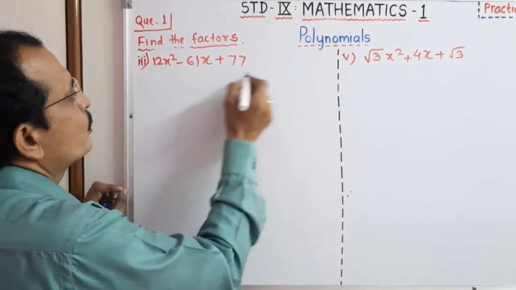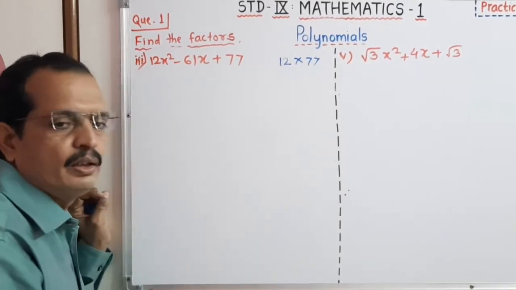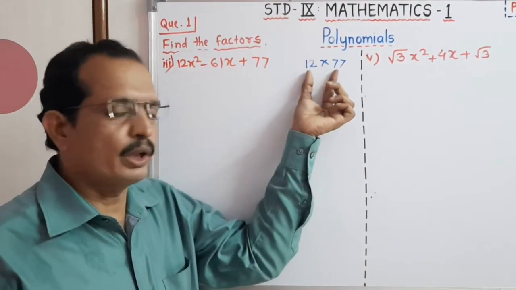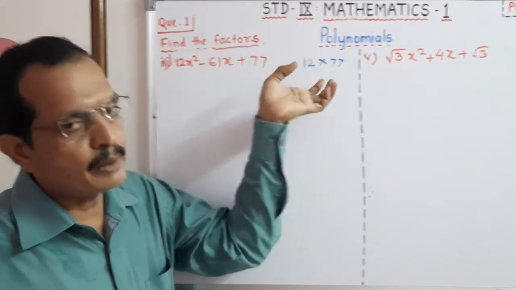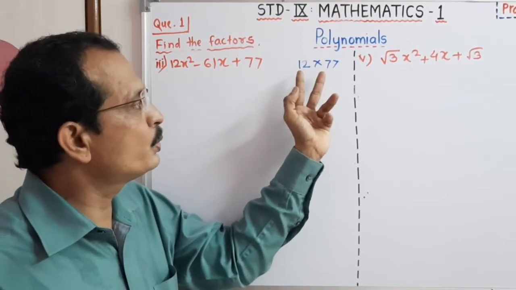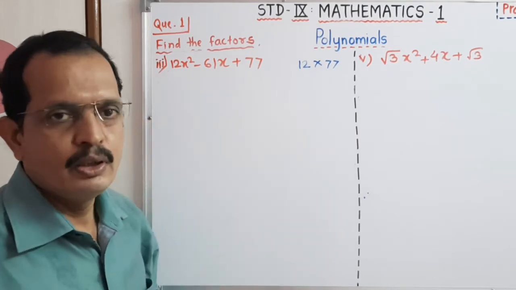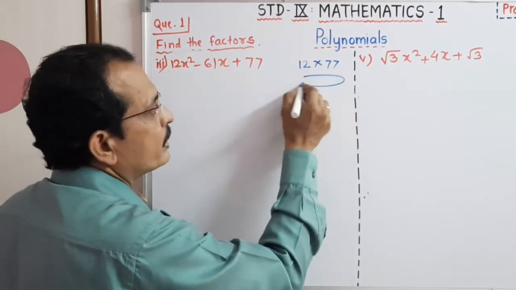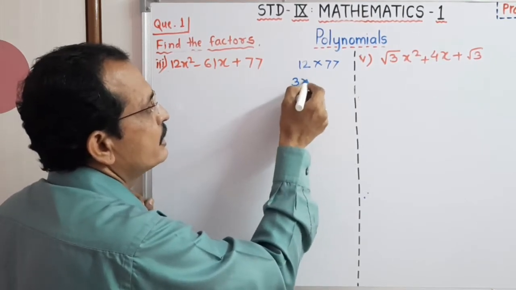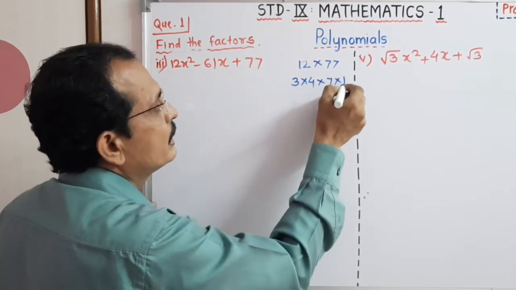What we have to do? We have to do the multiplication of this 12 into 77. Dear student, after getting this product, we have to factorize that product again. Therefore, no need to do the division, no need to write the product here. We are doing this 12 into 77. What we have to do? We have to factorize this. It is 3 4s are 12 into 7 into 11.